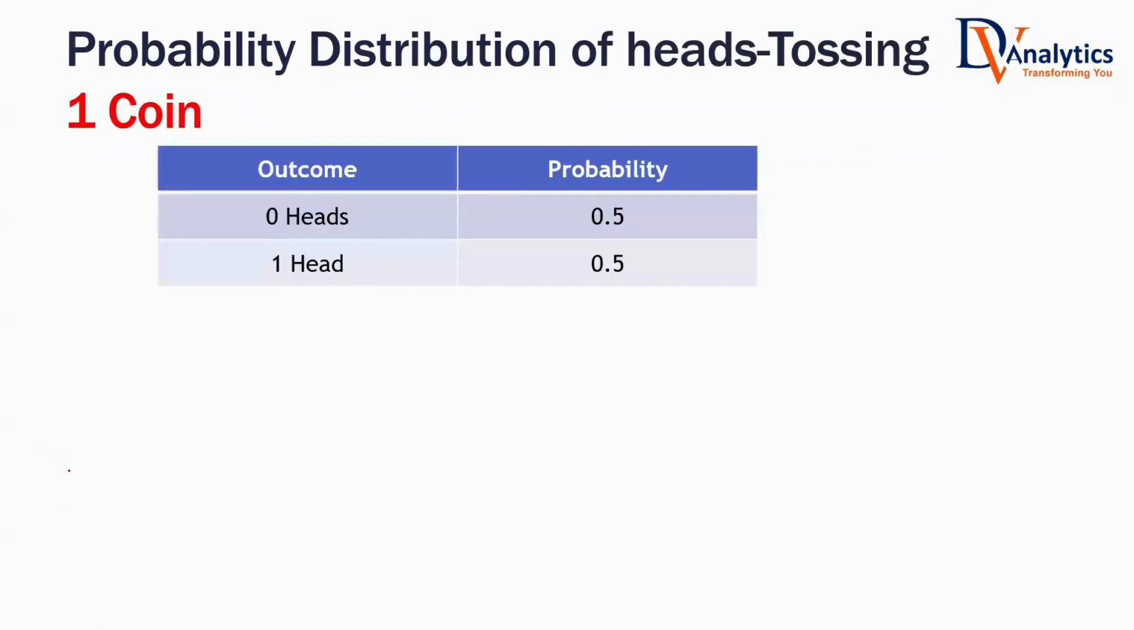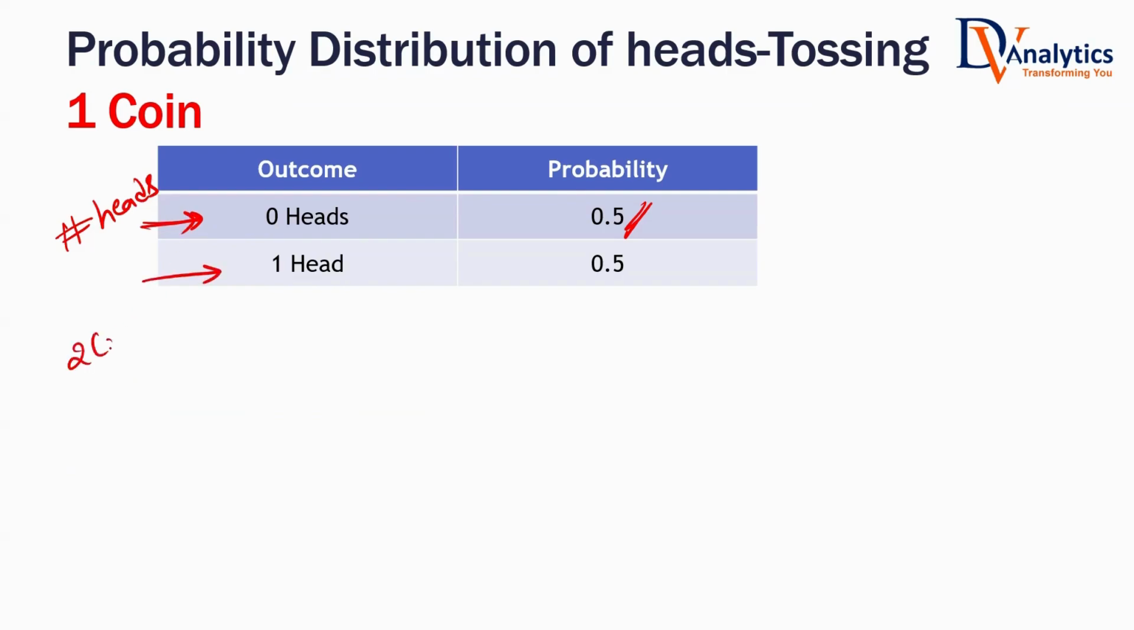When you toss a coin once, what is the probability of 0 heads? 0.5. That is a random variable. Number of heads that you get. Number of heads is a random variable. I may get 0 heads, I may get 1 head.